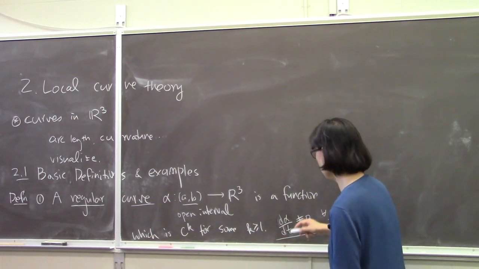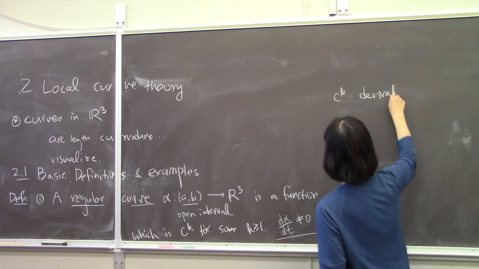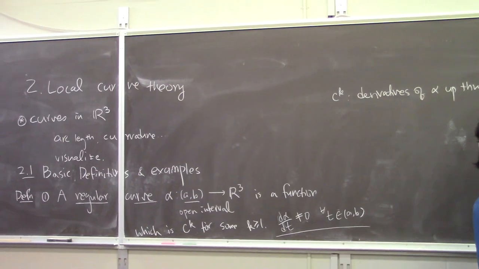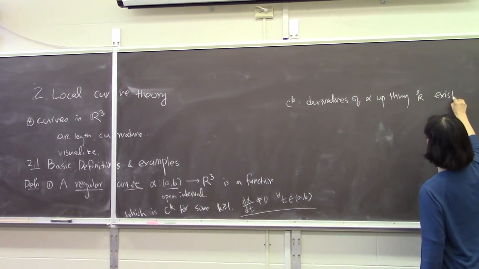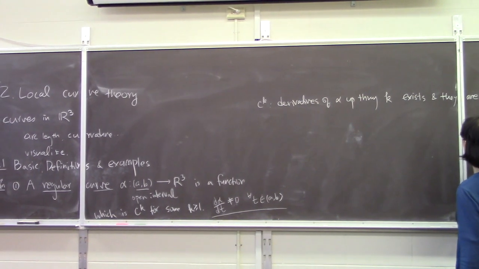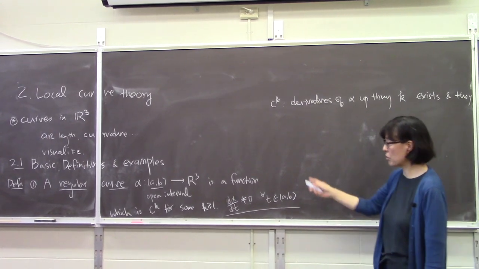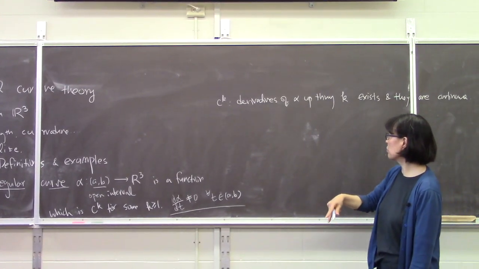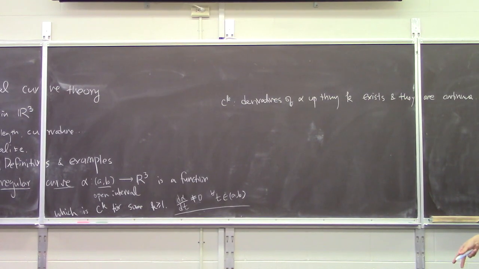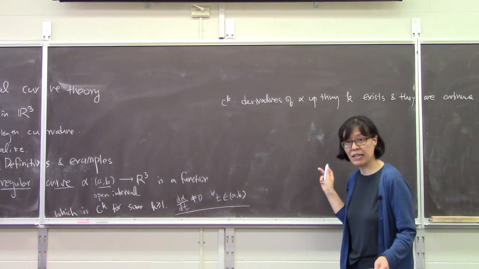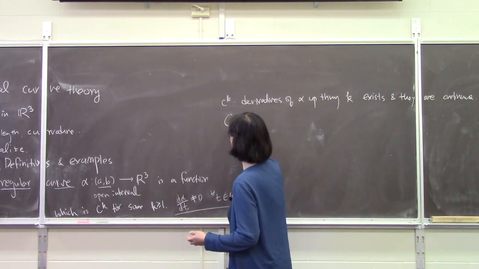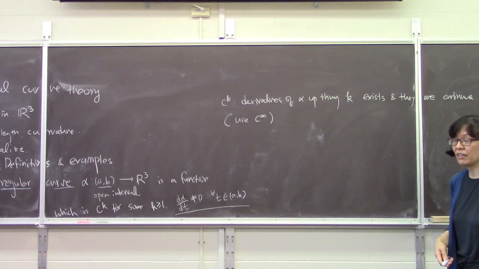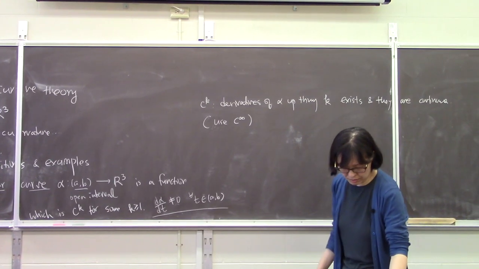So C^k means derivatives of alpha up through k orders exist, and they are continuous. So first order derivative, second order derivative. If you have a C^3, then the first, second, and third derivatives exist, and they are all continuous. That is what I mean by C^k. But in our case, mainly, we'll use C infinity. So, okay? Is everything okay so far?